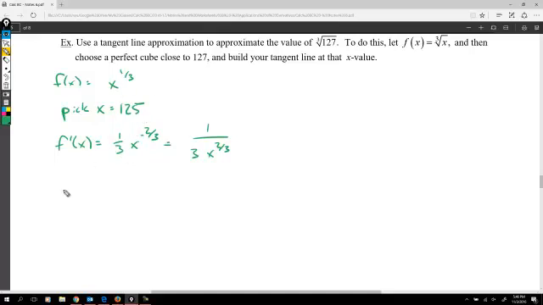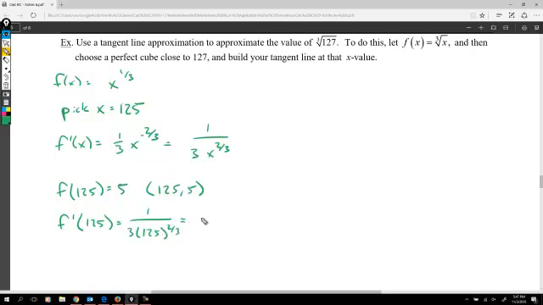Okay, so I need my coordinate. So I need to find f of 125, which is 5. So my point is 125 comma 5. I need my slope, so I'm going to plug into my derivative. So I have 1 over 3 times 125 to the 2/3 power, which is going to give me 1 over 75.